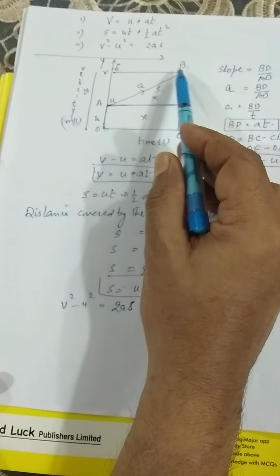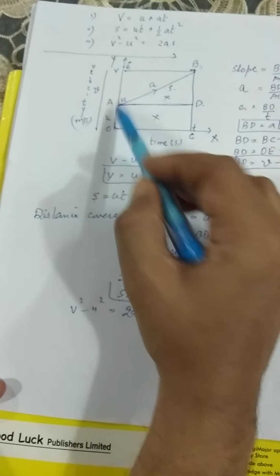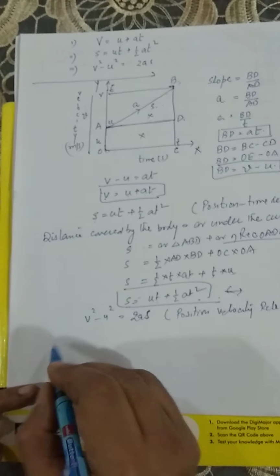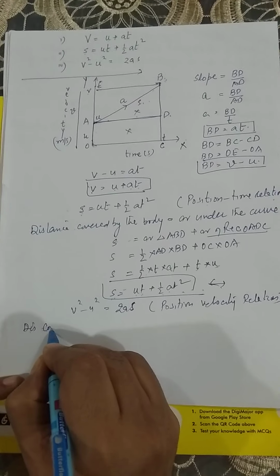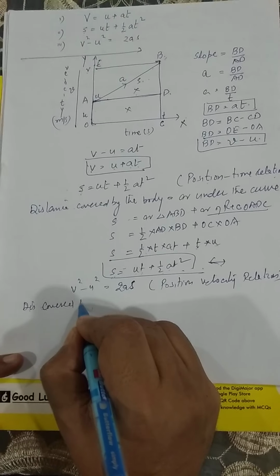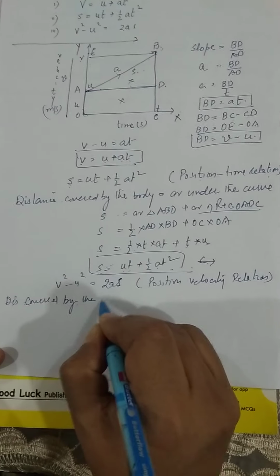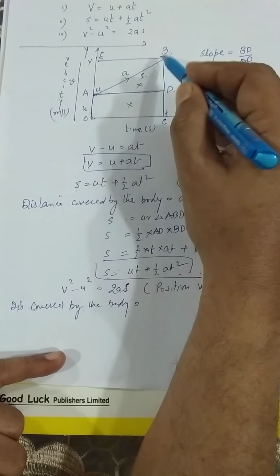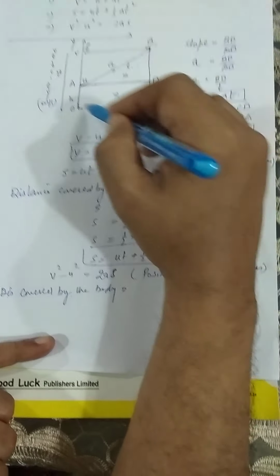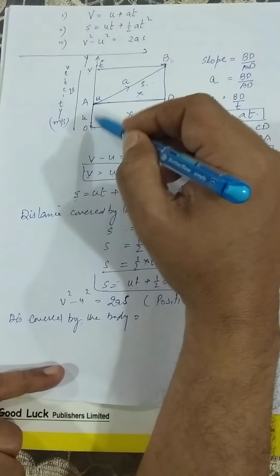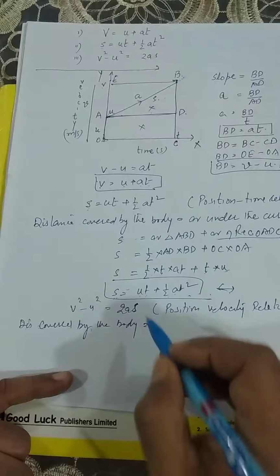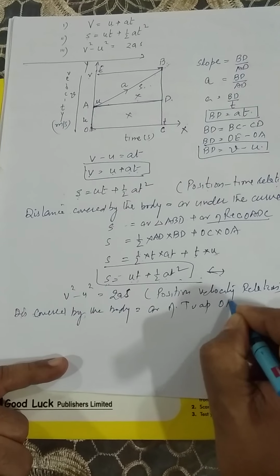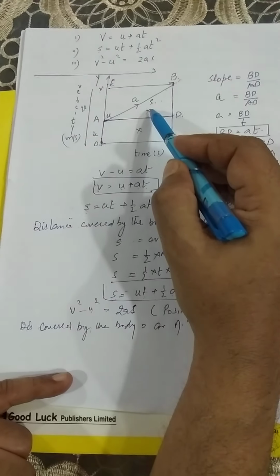Again, if you want to calculate the distance covered by the body from the VT graph, let the distance covered by the body from A to B be S, and the distance covered by the body can be calculated by the area under the graph. In this case, we will take the whole area under AB as one unit, that is the area of trapezium OABC, instead of taking the area of triangle plus area of rectangle.